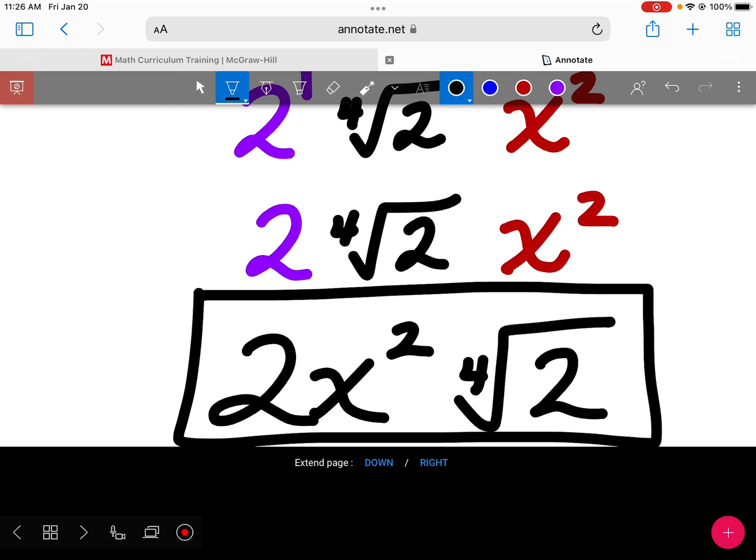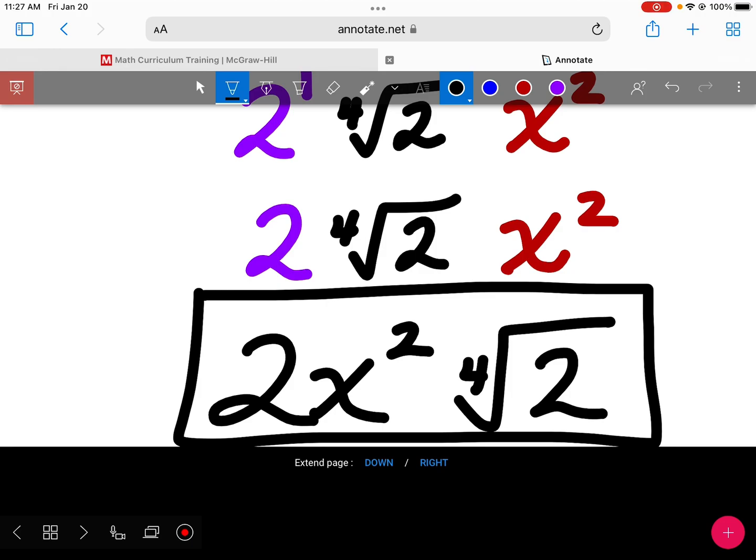What about up here on number 1? What was my index? 3. In my final answer, what is the radicand? X. The part that's under the radical is the radicand.